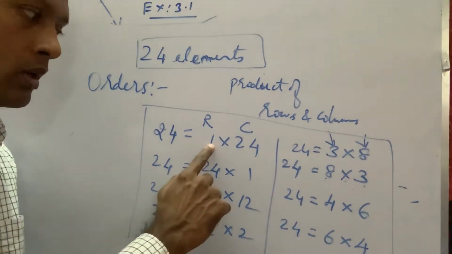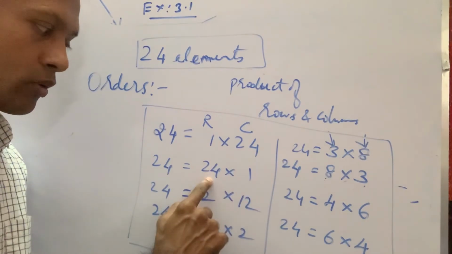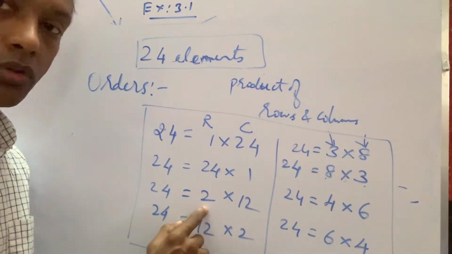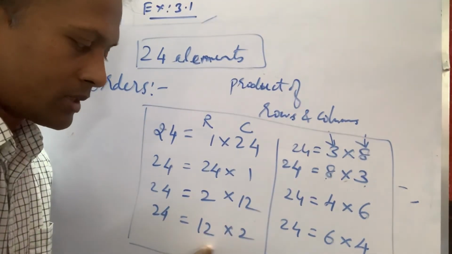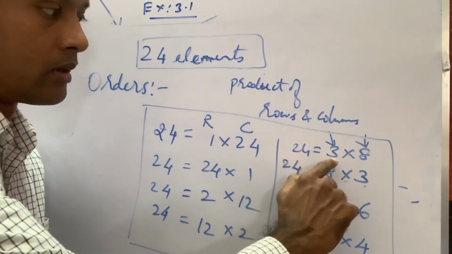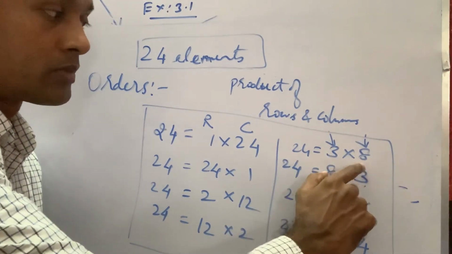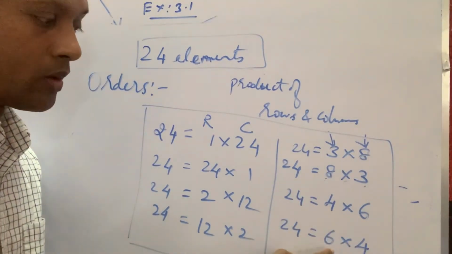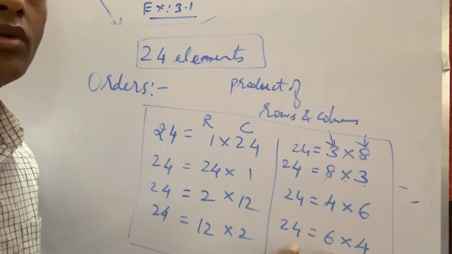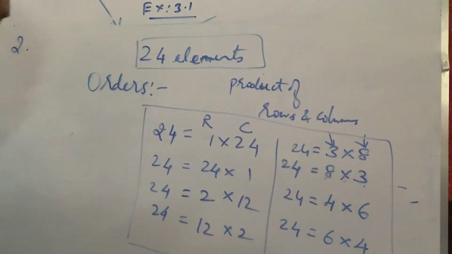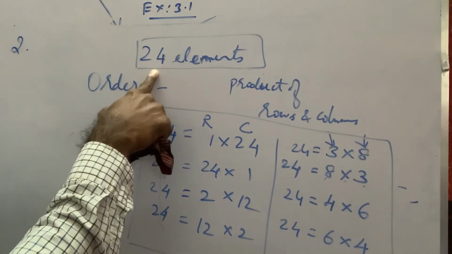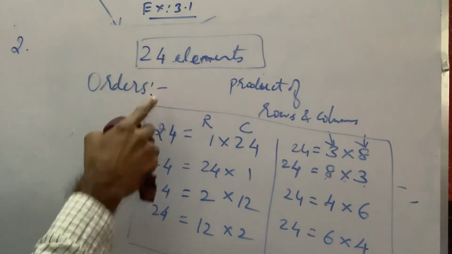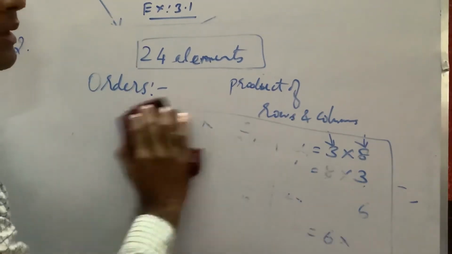So all you can say is these are the possible orders of the matrix: 1 row and 24 columns, 24 rows and 1 column, 2 rows and 12 columns, 12 rows and 2 columns, 3 rows and 8 columns, 8 rows and 3 columns, 4 rows and 6 columns, or 6 rows and 4 columns. These are the possible orders for this given matrix consisting of 24 elements, right? Very good. Next one.